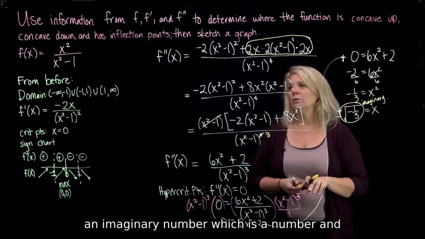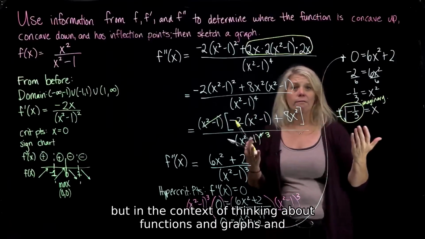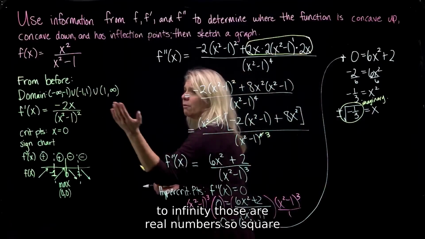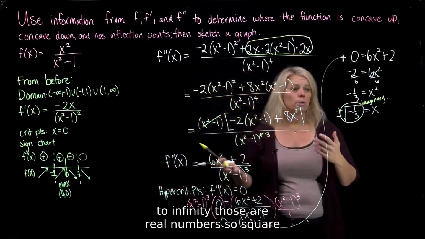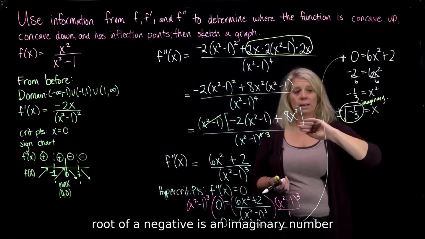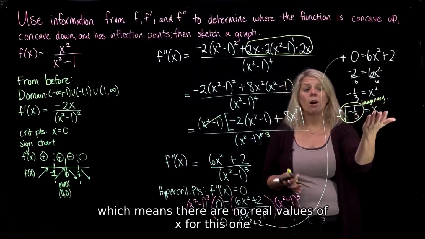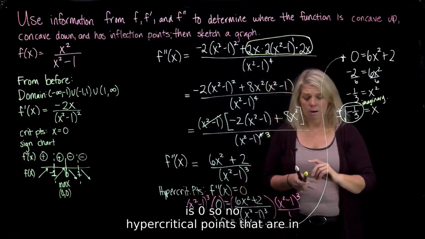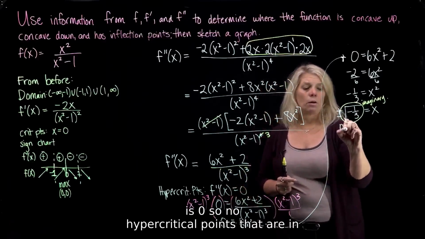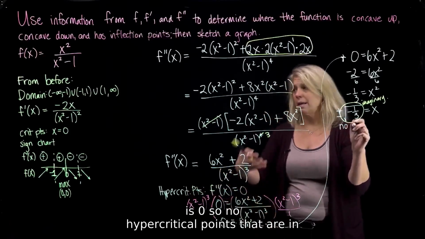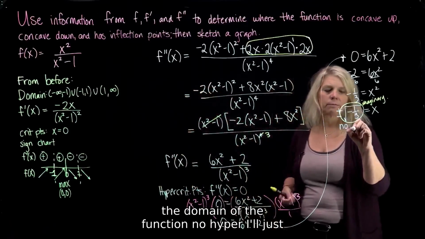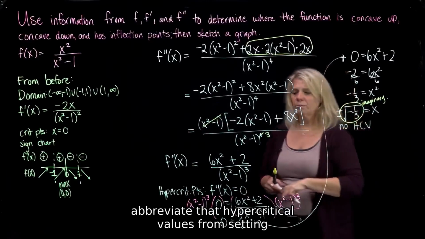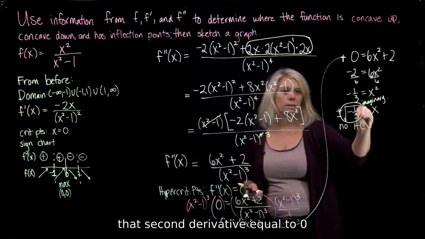And sometimes it has uses, but in the context of thinking about functions and graphs and intervals from negative infinity to infinity, those are real numbers. So square root of a negative is an imaginary number, which means there are no real values of x for which our second derivative is 0. So no hypercritical points that are in the domain of the function. No, I'll just abbreviate that, hypercritical values from setting that second derivative equal to 0.